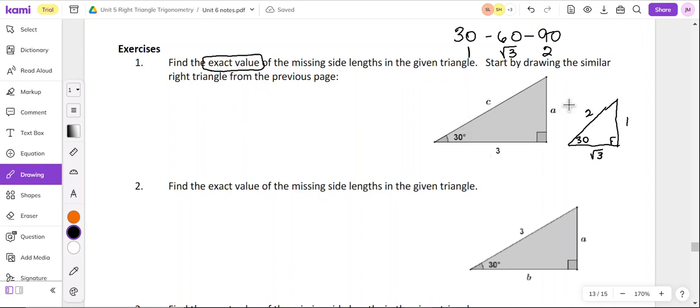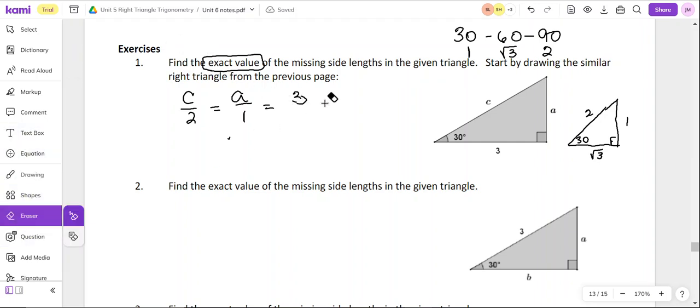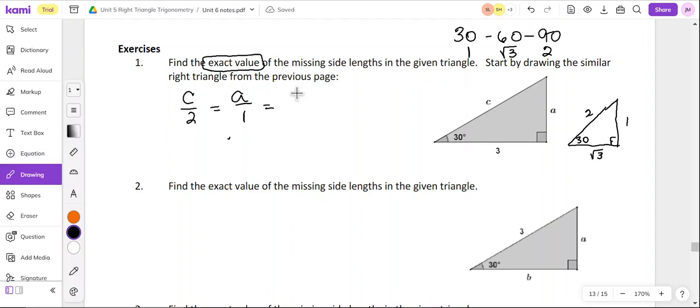Let me see, C goes with, or 2 goes with C, right? So C over 2, that ratio is going to be equal to A over 1. And 3 is going to go over radical 3. Once again, the goal is for you not to copy this, but to make sure that you're able to create this on your own.